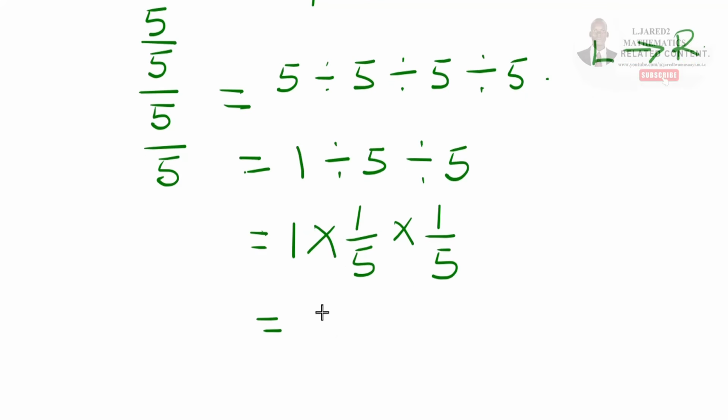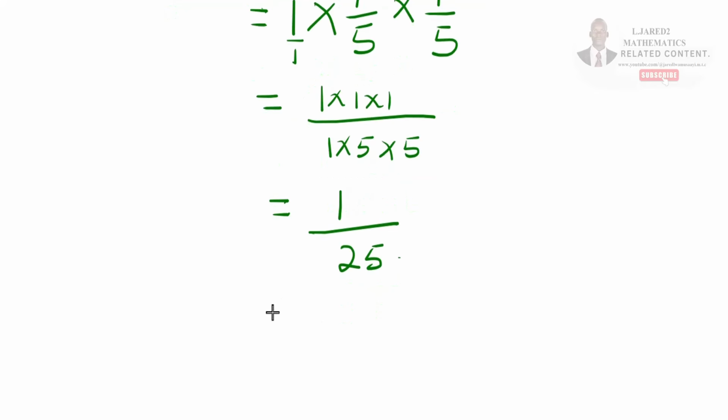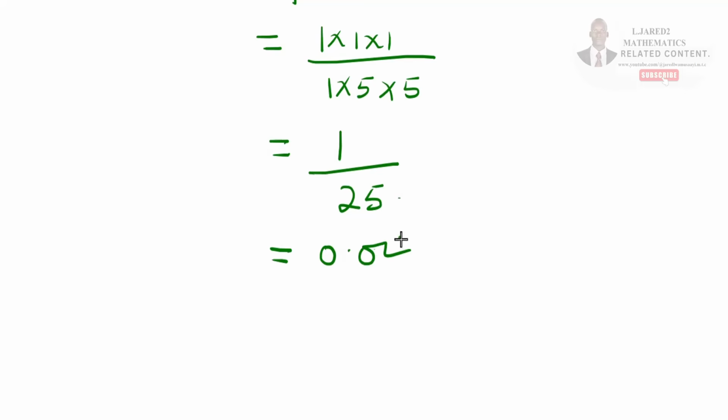So we have 1 multiplied by 1 multiplied by 1 for the numerators. Then the denominator is 1 multiplied by 5 multiplied by 5. As we simplify, the numerator is 1 multiplied by 1 multiplied by 1, which is 1, and the denominator is 1 multiplied by 5 is 5, then 5 multiplied by another 5 gives us 25. So as we divide 1 by 25, that's 0.04.